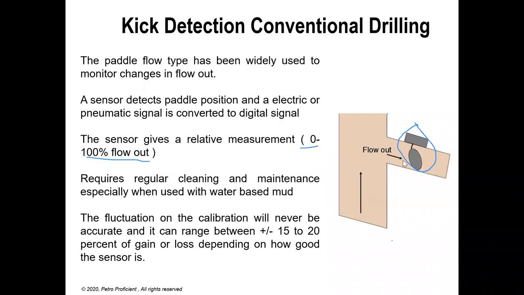And this sensor is a mechanical device. It can probably get stuck sometimes and show some readings, and it is highly inaccurate. We have seen this quite a bit, and we rely on this. It keeps fluctuating between 15-20% for gain and loss, and you're not very sure what this reading is. Although in the theoretical aspect of well control they say you need to monitor flow out, and this is how you monitor flow out and gain, in the practical world this sensor usually doesn't read very accurately, and it is very inefficient.